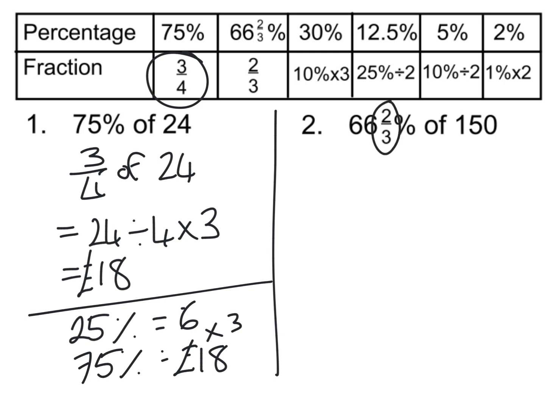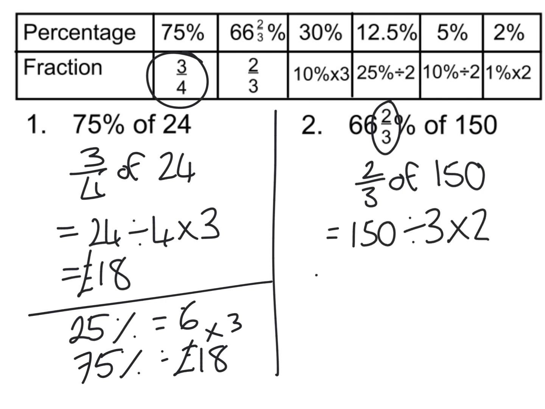66 and 2/3 is 2/3 of 150. So we are going to do 150 divided by 3 times by 2. Now 150 divided by 3 is 50. If you don't know that, we can hide a 0 and just treat it as 15. And then 50 times 2 is 100. Alternatively, again, you could write down 33 and 1/3 is 50. So 66 and 2/3 is 100. So there's the first two done. Let's have a look next.